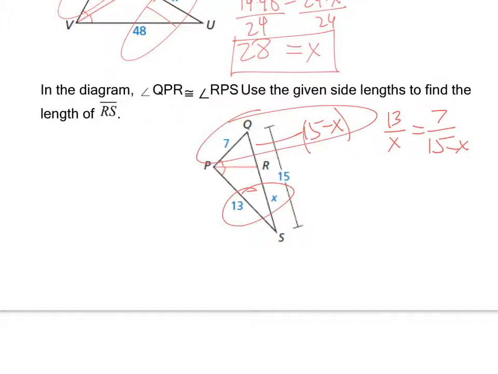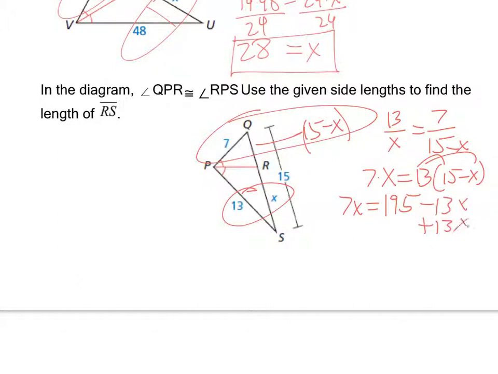And now we can cross multiply. 7 times x equals 13 times 15 minus x. Don't forget those parentheses. We can distribute here. 13 times 15, well, 10 times 15 is 150, and 3 times 15 is 45, so it's going to be 195. 13 times x is 13x. Let's add 13x to both sides. And we get 20x equals 195. Divide by 20. And it's not going to go in there perfectly.